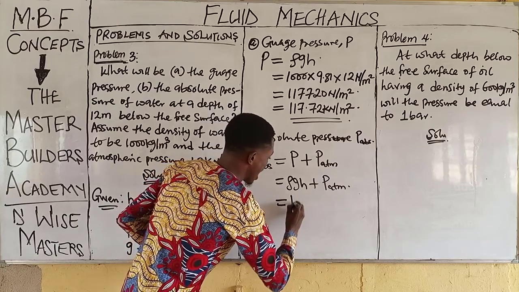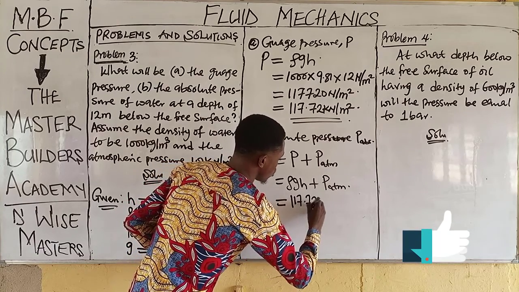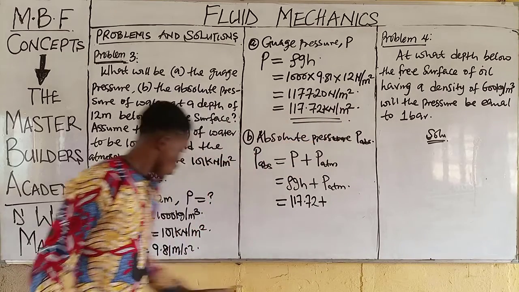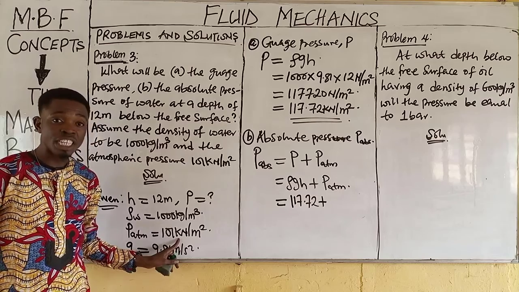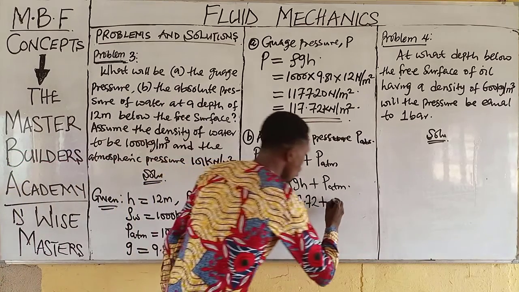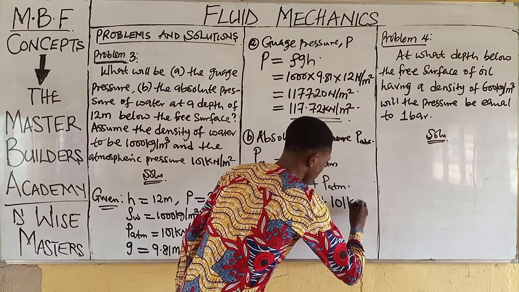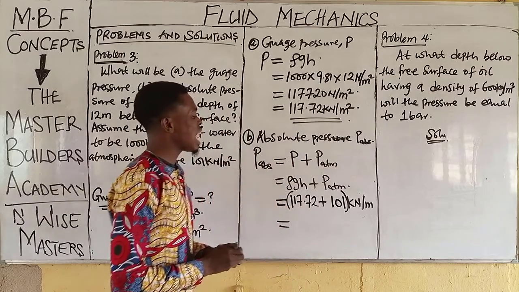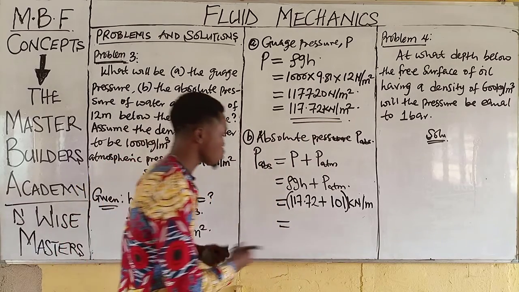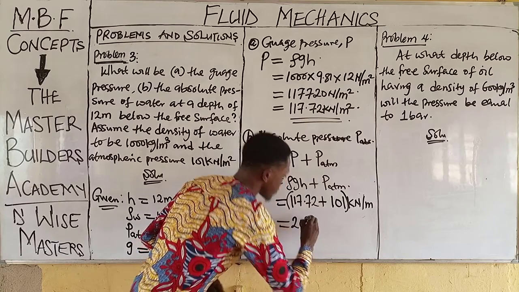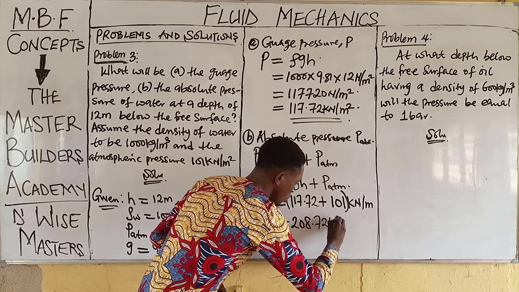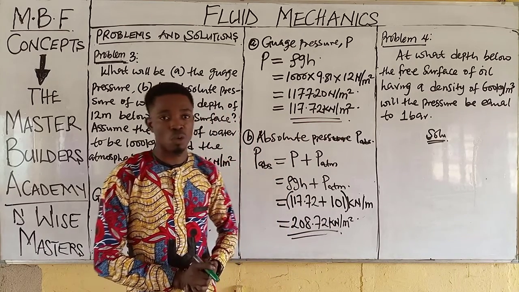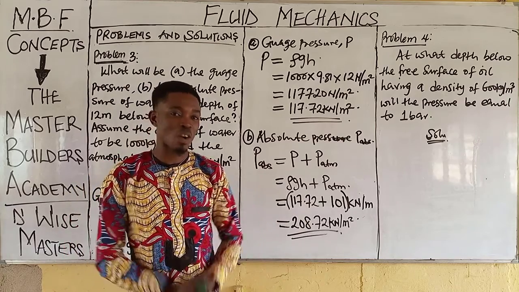Then we have 117.72 plus, don't forget the unit is already in kilonewton per meter squared, while this is equally in kilonewton per meter squared, so we can add them up. 101 kilonewton per meter squared. Now, when we add 101 to this, it gives us 208.72 kilonewton per meter squared. This is the absolute pressure for this particular question.